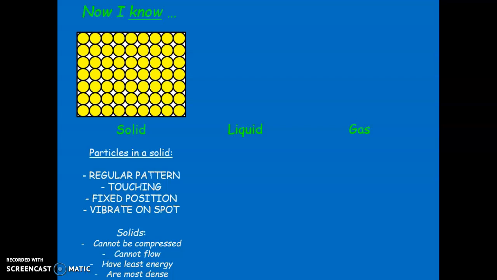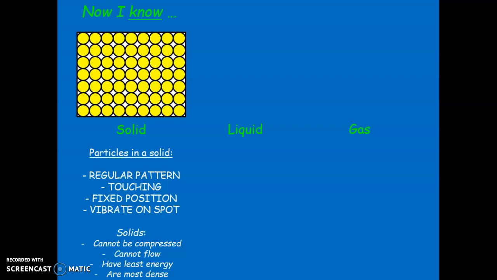Solids cannot be compressed. Compressed means squashed together. They can't be squashed together. There's no space for them to get any closer together. They cannot flow. They have the least amount of energy, and they are the most dense. Least amount of energy is because of the fact that they're just vibrating. If you think about someone who's on the dance floor, just slowly swaying side to side, they're not really using much energy.